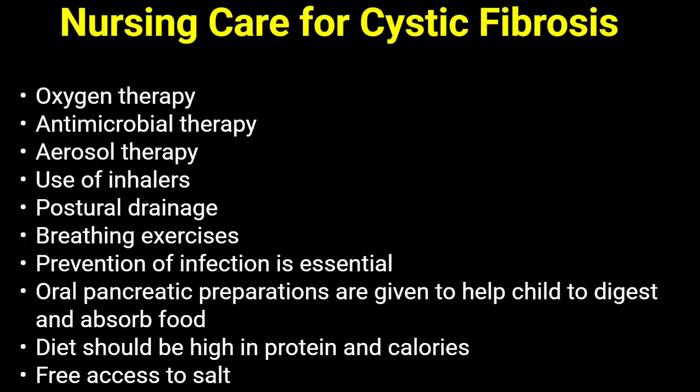Oral pancreatic enzyme replacements are given with every meal and snack to help digest and absorb food. The diet should be high in protein and calories. CF patients need 1.5 to 2 times the normal caloric intake because of malabsorption. They also need free access to salt because of increased sodium loss in sweat.